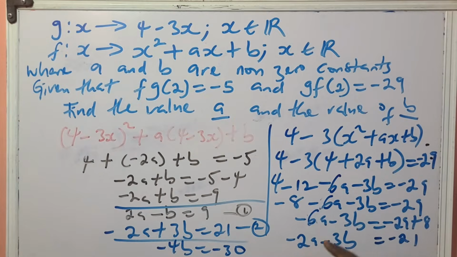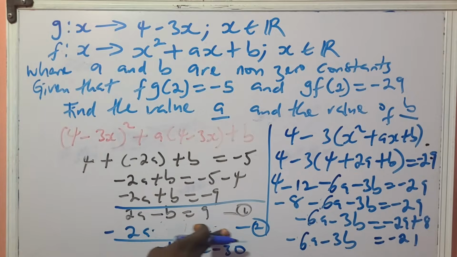So what we would have done here would have been to divide through by 3. When we divide through by 3, we will be having minus 2a. So this will be minus 2, this will be 2a, and we'll be having just b here. And then we'll be having 7 here.